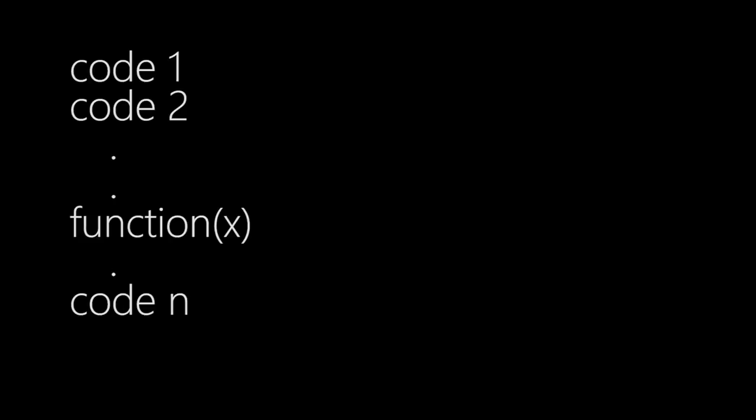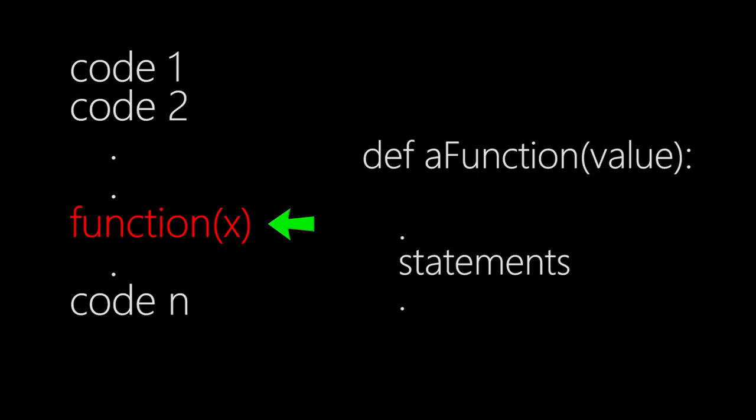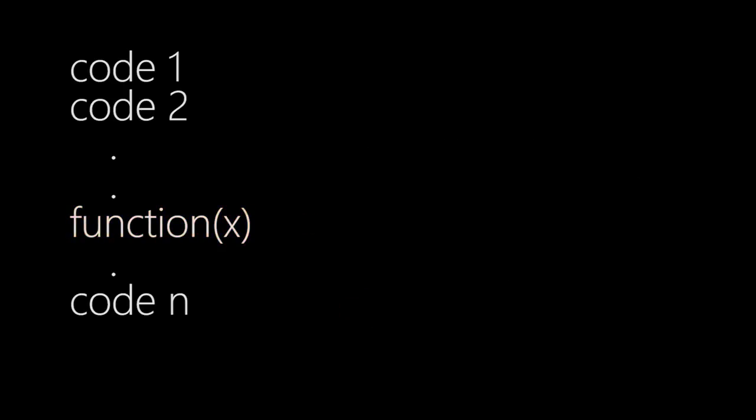We know that the codes are processed from top to bottom, line by line. We also know that if we encounter a function, processing will go to that function block. When the function block ends, the code continues to be processed down from where the function is called.